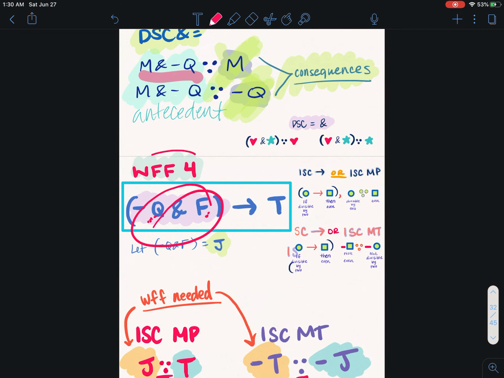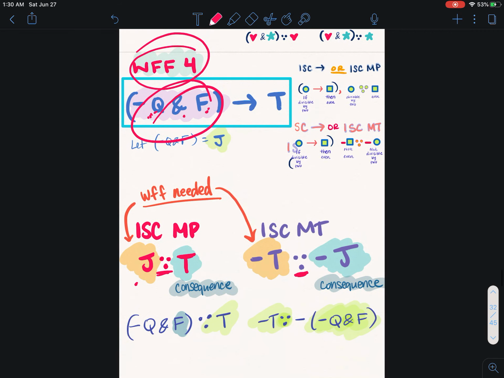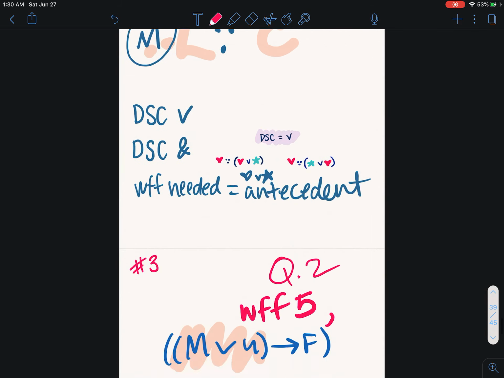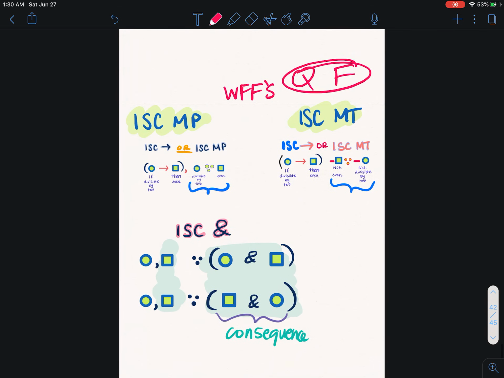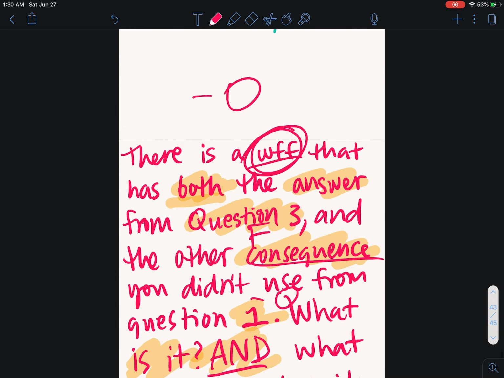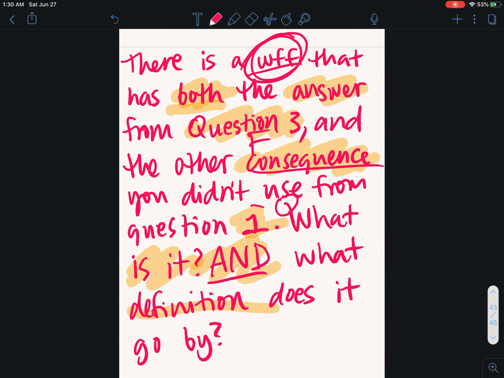Oh my god, there it is. Wolf 4. What is that? What is this? Sorry, I'm going crazy. It's not this one. It's not this one. It looks a lot like this one. I hope that makes sense.